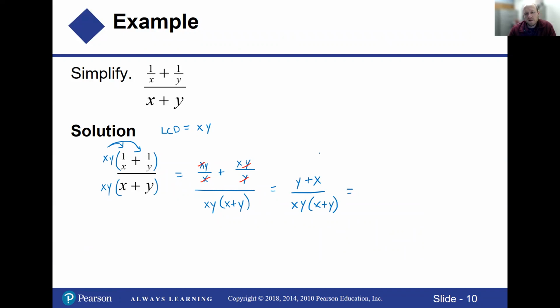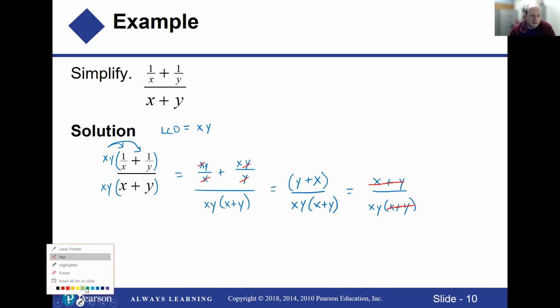Now we know that y plus x, I can write that in parentheses, right? That's a single expression, just like this x plus y. I can flip the x and the y around. So really this is x plus y over xy times x plus y. And that just allows me to see this cancellation more easily, that I can cancel out these x plus y's. Now, what am I left with in the numerator? Well, I could have multiplied this by 1, right? So I'm left with a 1 in the numerator over xy.